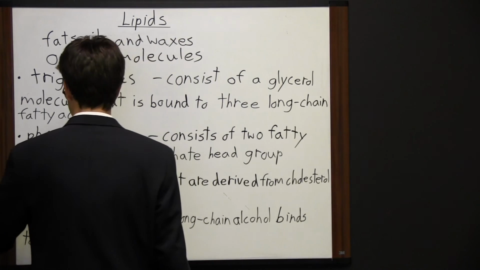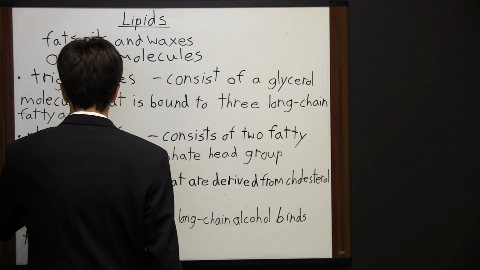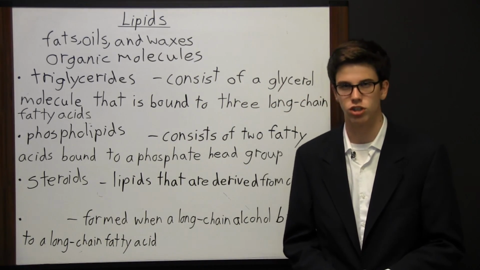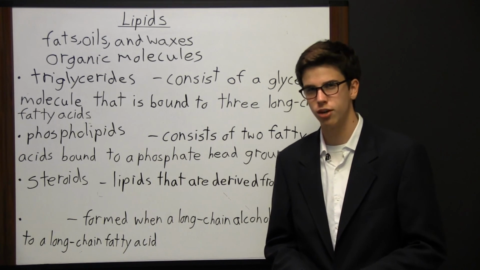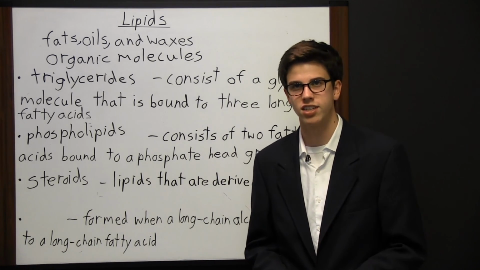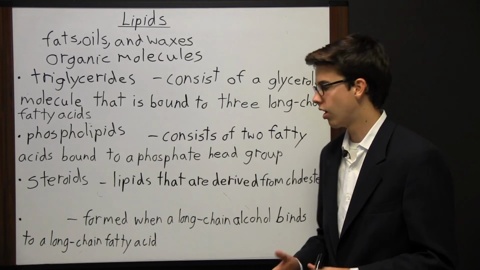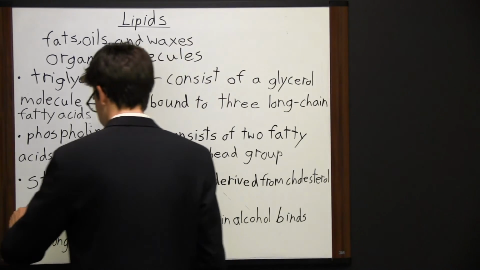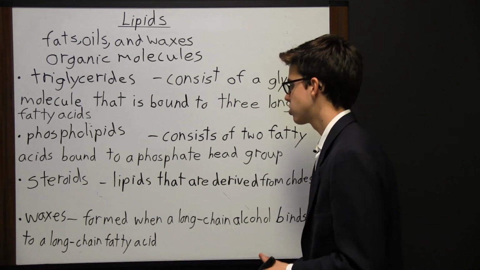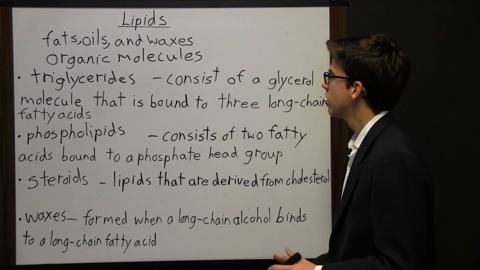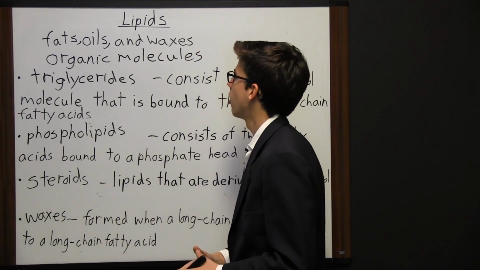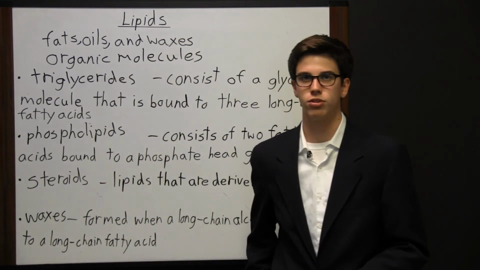A third group is steroids, which are lipids that are derived from cholesterol. Steroids have a 4-ring structure with a hydroxyl group at one end and a short carbon chain at the opposite end. Cholesterol is also found in cell membranes and circulates in the blood. Another type of steroids are hormones. Now, the fourth group of lipids that we're going to talk about are waxes, which are formed when a long-chain alcohol binds to a long-chain fatty acid. So again, some common types of lipids are fats, oils, and waxes. And like cholesterol, lipids are organic molecules.